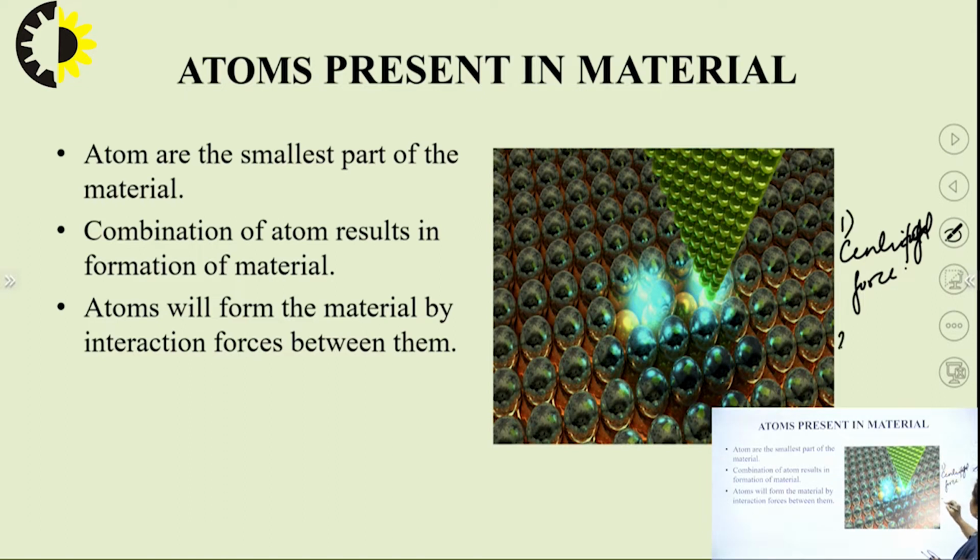This is the first force, and the second one is the centripetal force. The centripetal force is towards the atom or the nucleus, and the centrifugal force is away from the atom or away from the nucleus. So there are two types of forces which bind the two atoms inside the structure.